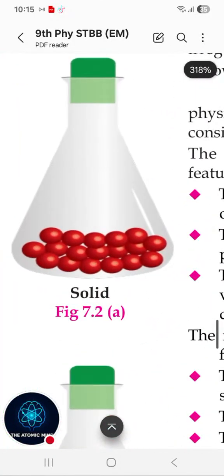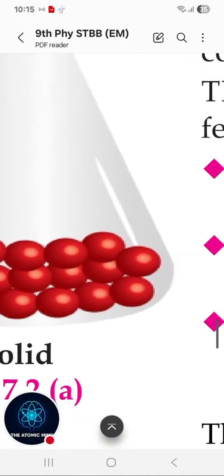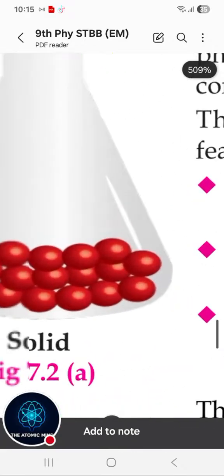In a small part of a solid, you can see there are a large number of particles and they are tightly packed, so it has a large density because it has large mass per unit volume.